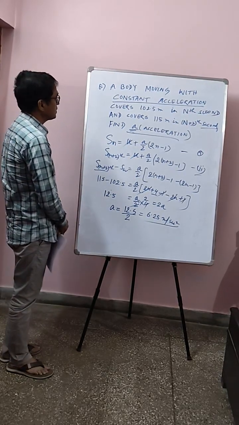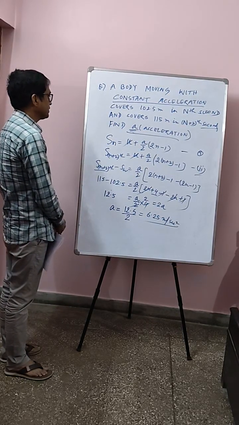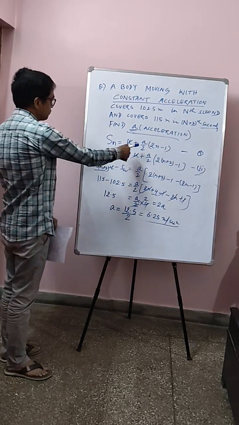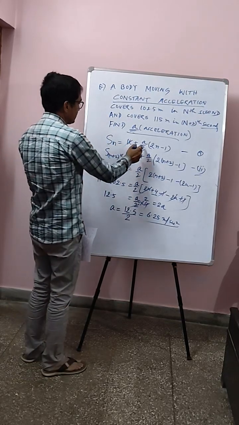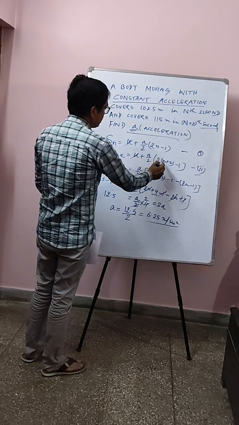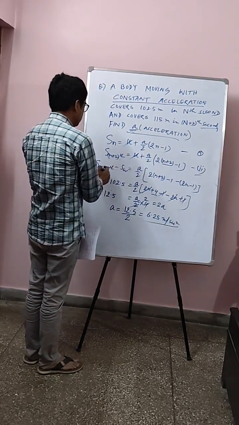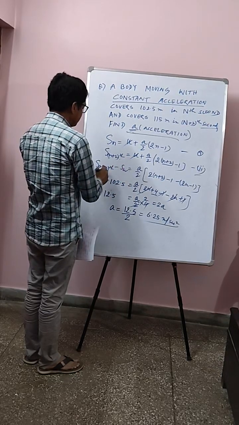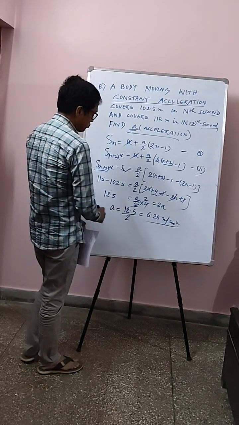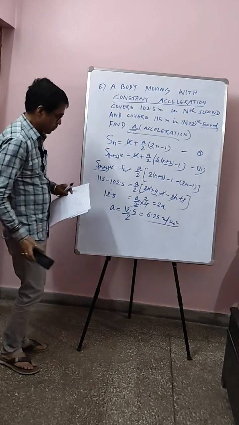So this is the question. A body is moving with constant acceleration, covers 102.5 meter in nth second, and covers 115 meter in n plus 2th second. We have to find acceleration. This is the formula: Sn equals u plus a upon 2 into (2n minus 1). For the n plus 2th second, instead of n we put n plus 2, and then we subtract Sn from S(n+2), and we get acceleration equals 6.25 meter per second square.